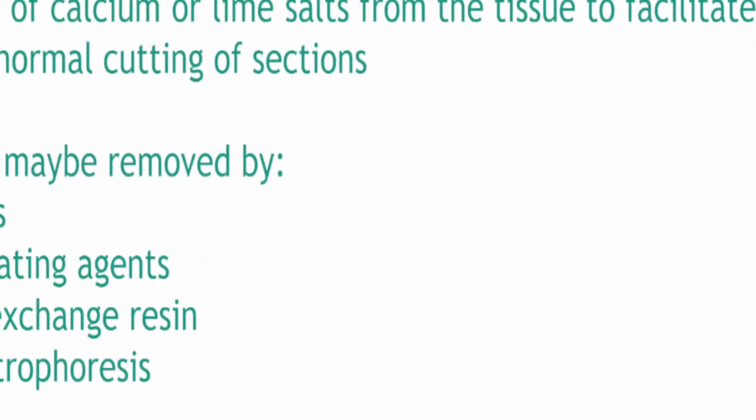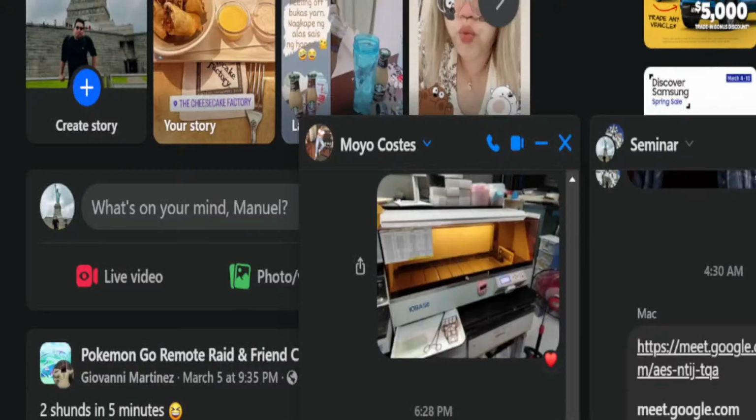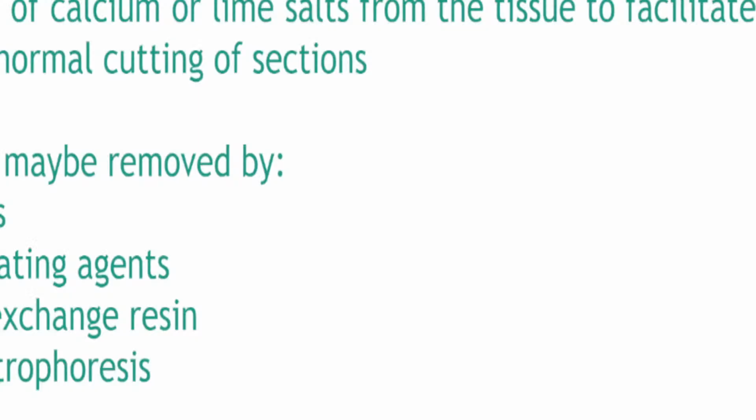Next one is decalcification. This is bonus for you guys. Usually they don't discuss this in many discussions pertaining to the board exam, but I will run through it. The most important thing about decalcification is we want to remove calcium and lime salts from the tissue to facilitate and ensure normal cutting of tissues. That is the main purpose of decalcification. We want to avoid injuries not only to yourself, but also to the microtome.